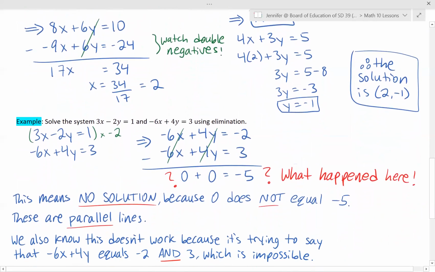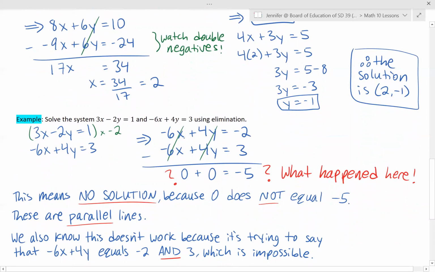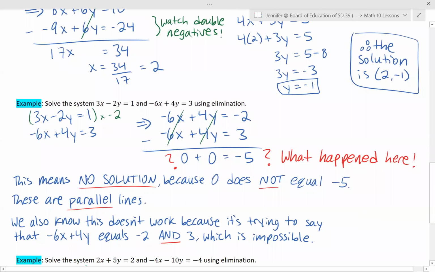We also know that this doesn't work because it's trying to say that negative 6x plus 4y equals negative 2, but it also equals 3. So if the left sides are the same and the right sides are different, this is a problem. There's a mismatch here. There's no solution. It can't be equal to two things at once. So that would be the no solution situation.